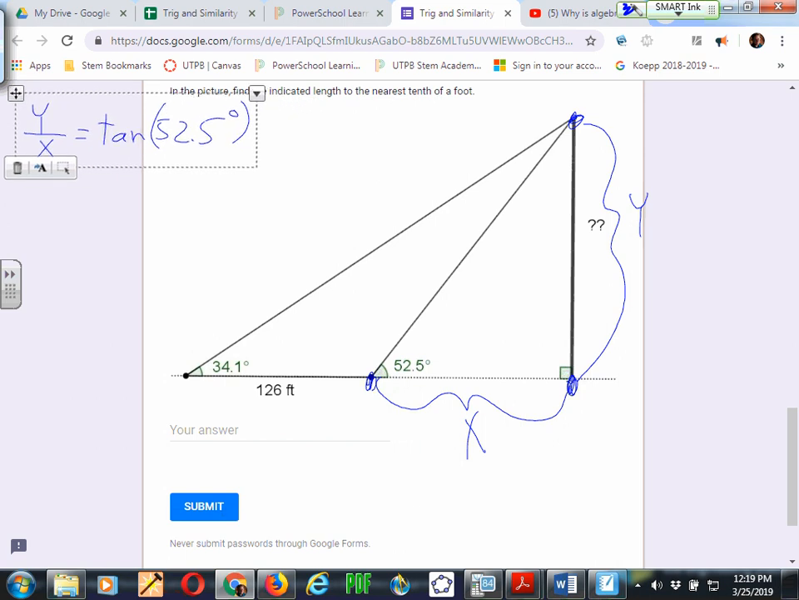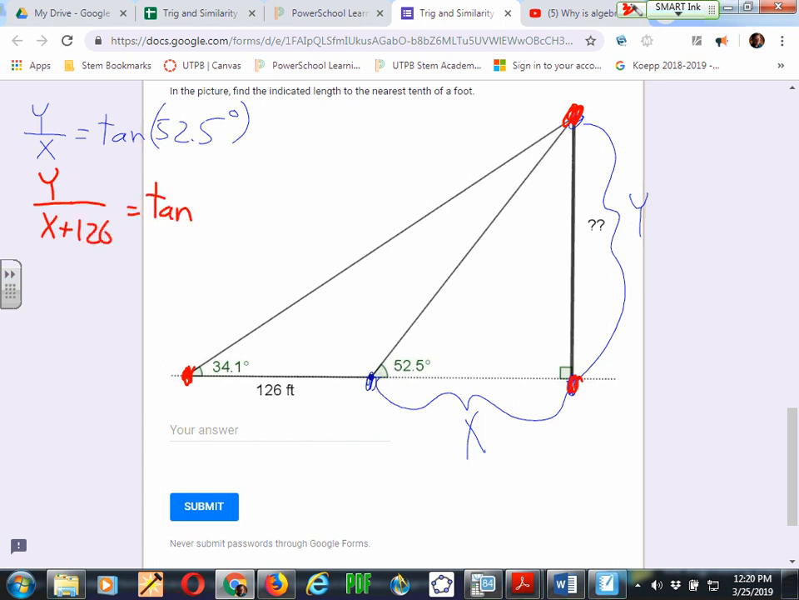There. And then there's one other right triangle in the picture. That's the large one, whose vertices are over here at the 34.1 degrees, up here at the top of the pole, and down here at the bottom of the pole. When we look at that, y is still the opposite side. The adjacent side is now x plus 126. And so we can write y over x plus 126 equals the tangent of 34.1 degrees.